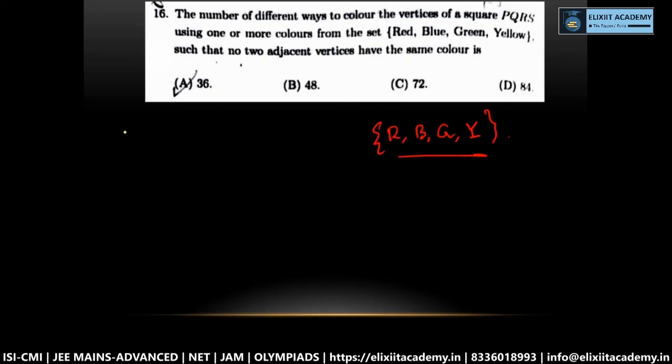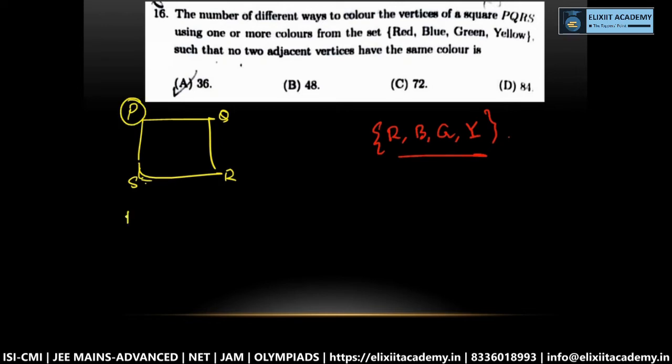So let's draw a square over here. Let's say this is PQRS. You have to find the number of ways to color the vertices of this square PQRS such that no two adjacent vertices have the same color.